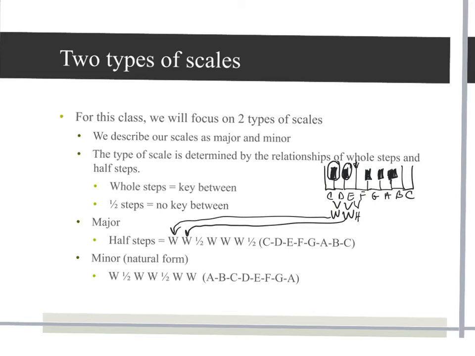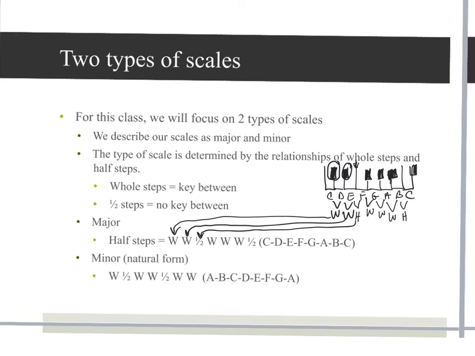So white keys can be half steps. So look, there's a half step. And then as you can see, here's a whole step, here's a whole step, here's a whole step. And from B to C, that's a half step. So C is our white key major scale. Okay? It works out just perfectly like that.